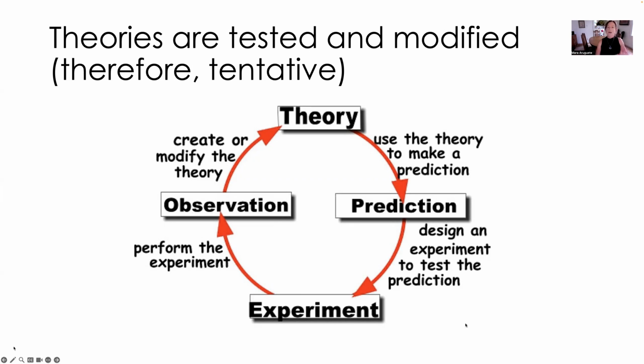So we can modify the theory. And a lot of times the theory is not completely thrown out, but it's modified some when the evidence doesn't line up with the theory. Sometimes theories do get thrown out if they don't have any evidence at all.